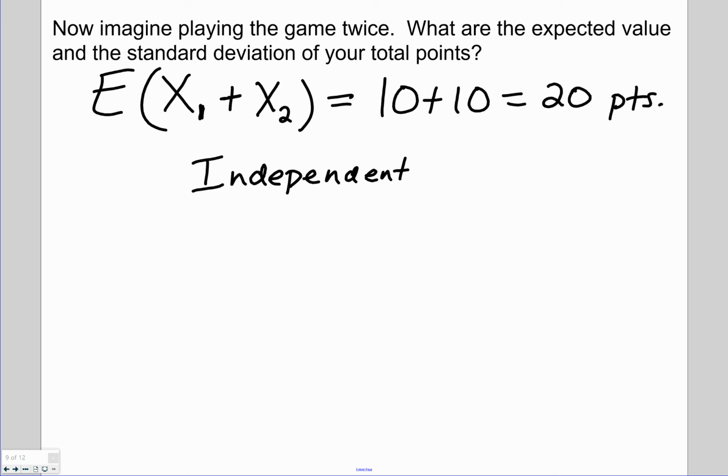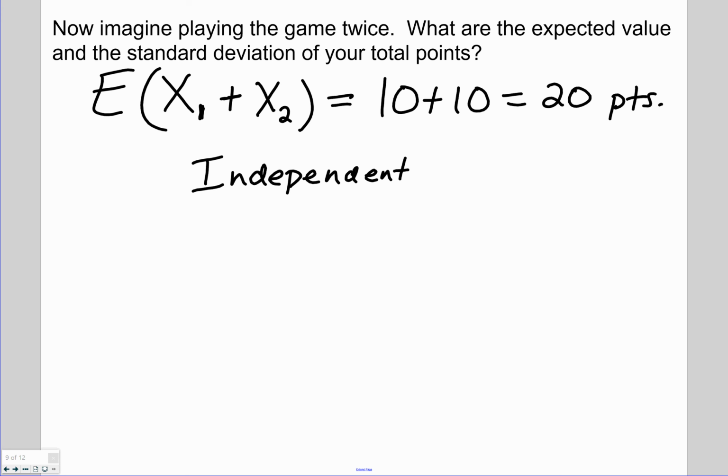We just added the expected values and got 20. So when I find the new standard deviation, what do you think students do that is incorrect? What does a student do that's wrong? They add 2 standard deviations together. Very good, Jalen. They take 18.03 and add another 18.03, right? Because standard deviation 1 plus standard deviation 2 gives you your answer.